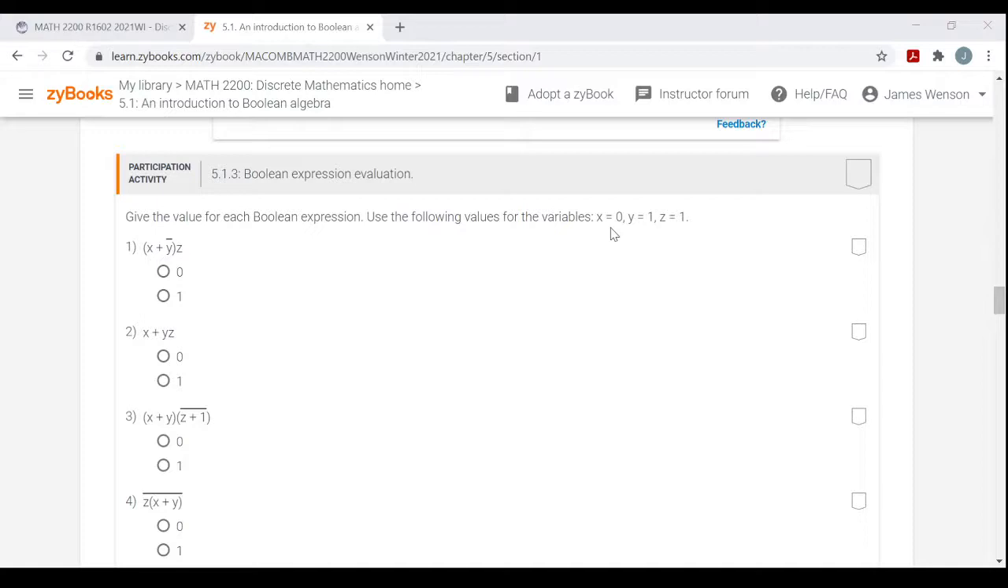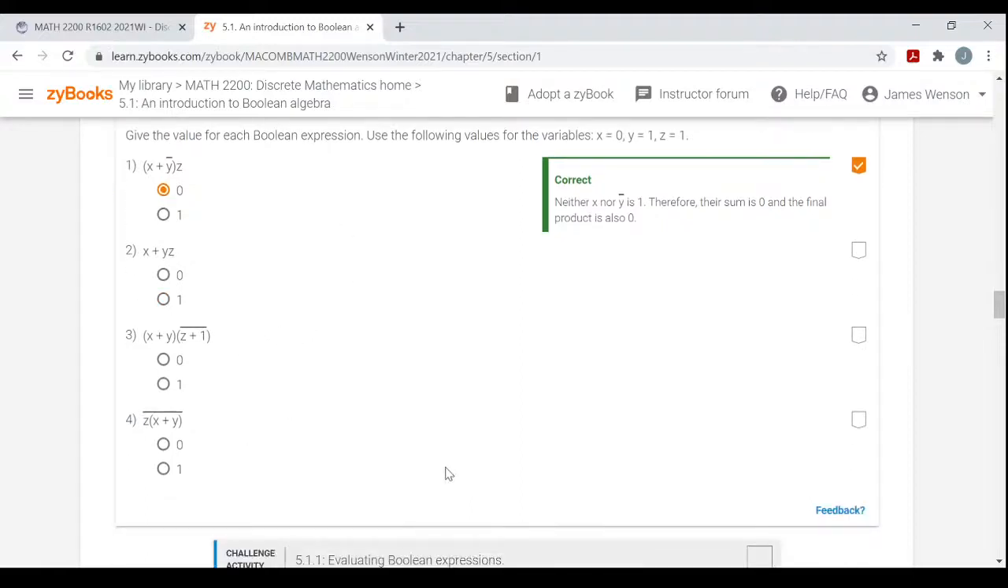Now let's see, x is 0, y is 1. So in the parentheses here, I'd have 0 plus 1 complement. Now the complement of 1 is 0, so you have 0 plus 0 in here, which is 0. And then 0 times 1, 1 for z, 0 times 1 is 0. Okay? And like I said, I'll leave the rest to you.